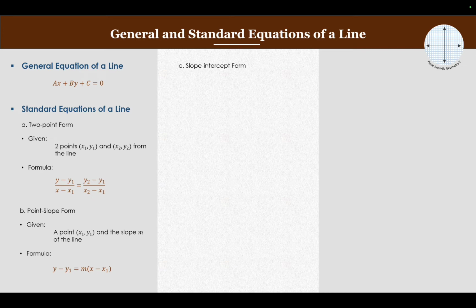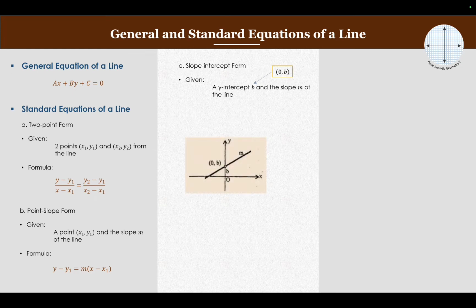The third one is the slope-intercept form, in which the given are a y-intercept b and the slope m of the line. The y-intercept b is from the point 0, b. So the y-intercept can be located at the y-axis of the Cartesian plane.